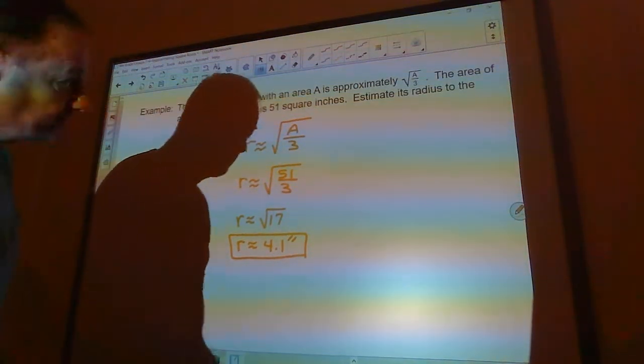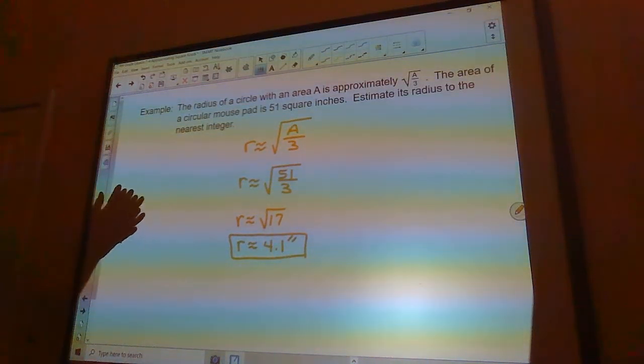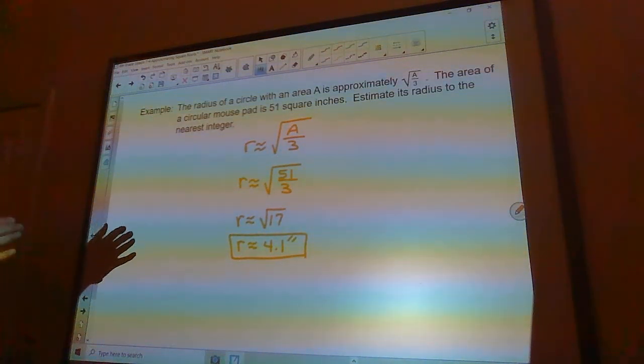Okay. And you know what? Getting good at approximating square roots just takes practice. The more practice you have, the better.